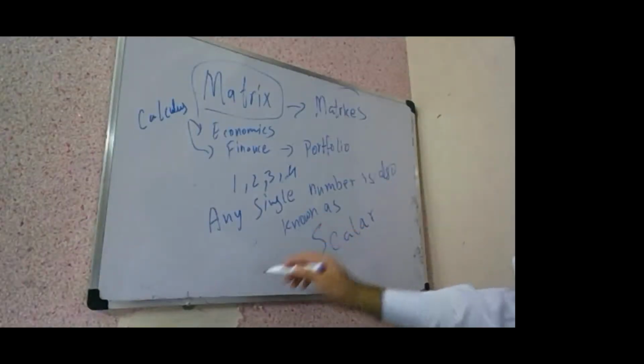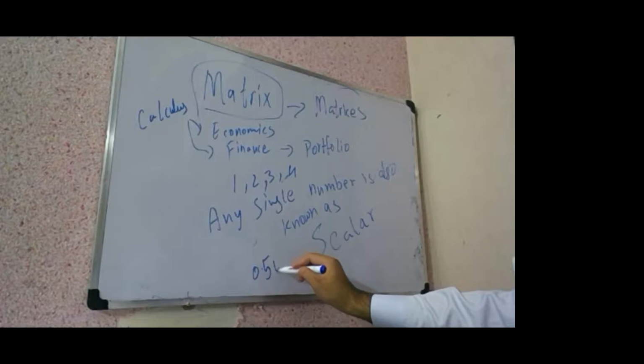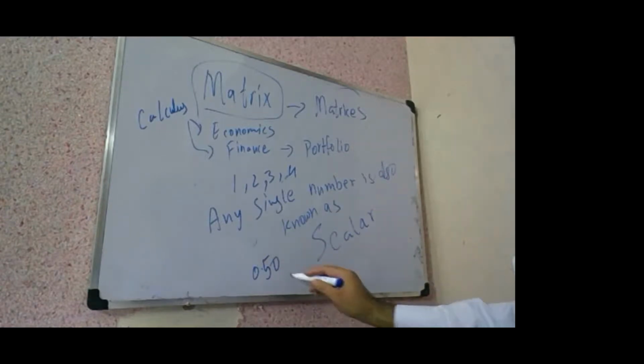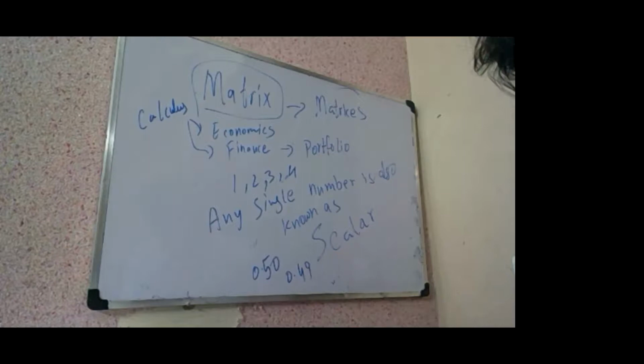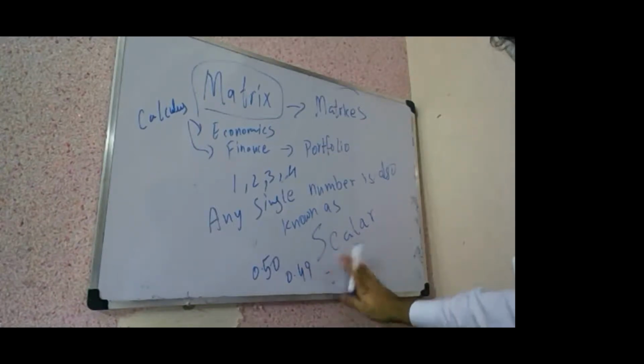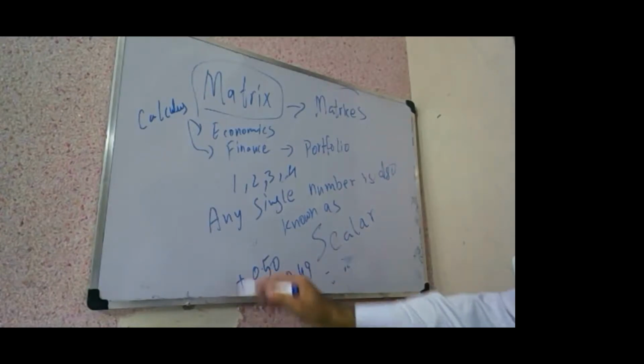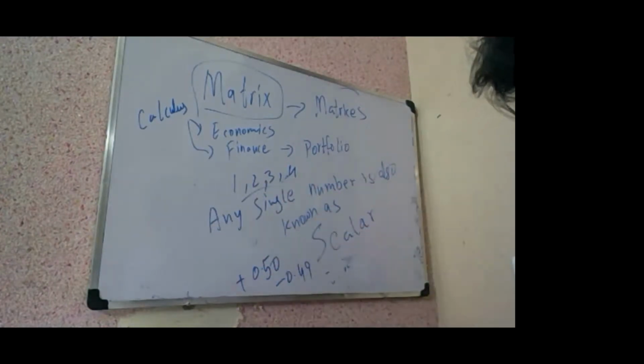Yeah, before we were just overviewing. So right now we are talking about matrix. Remember, any single number is also known as a scalar because we need to scale that number. It can be any integer, even a decimal. For example, 0.450, that's also a scalar, right? 0.49. It can be an integer, it can be a decimal, it can be negative, it can be positive. So all these are scalars.